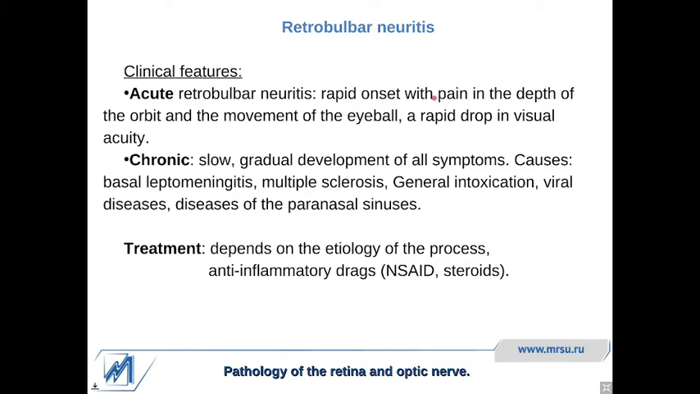There are two variants of retrobulbar neuritis: acute and chronic. Acute variant begins with pain in the depth of the orbit and on movement of the eyeball. It is a specific feature: problems with moving, pain on moving the eyeball. And a rapid drop in visual acuity. And what about chronic? It's slow, gradual development of all symptoms. It can be caused by basal leptomeningitis, multiple sclerosis, general intoxication, viral diseases, diseases of the paranasal sinuses. Very often it is viral diseases. Treatment depends on the etiology of the process and, of course, anti-inflammatory drugs while we try to find the reason, both non-steroidal and steroidal variants.